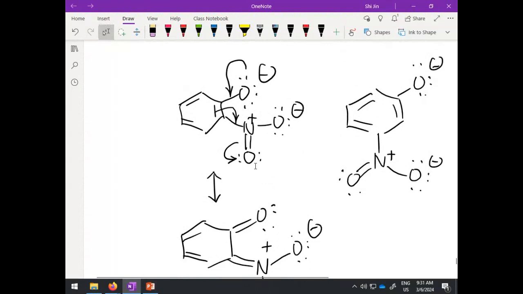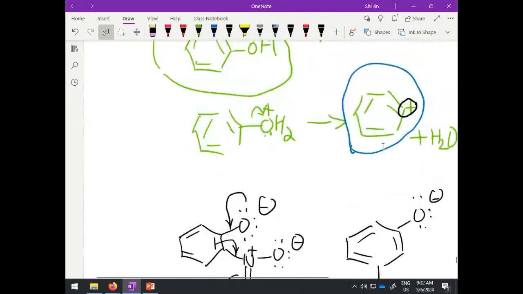So that basically illustrates that the negative charge can more effectively delocalize in the ortho version or para version of the nitrophenoxide. But this mechanism, this pathway, is not available for the meta version, only available for the ortho and the para version.